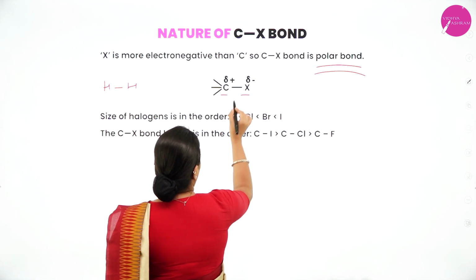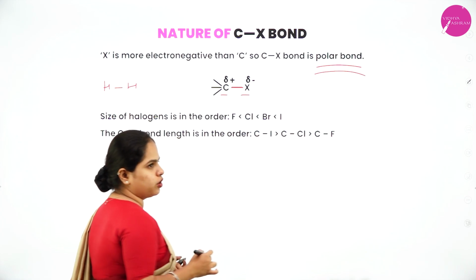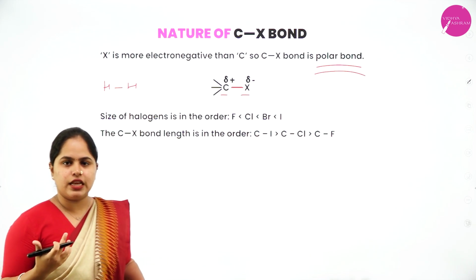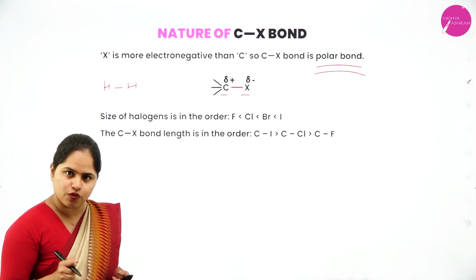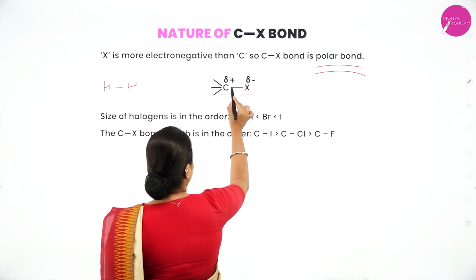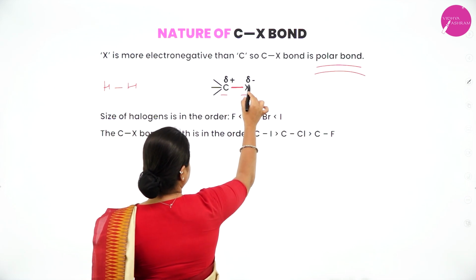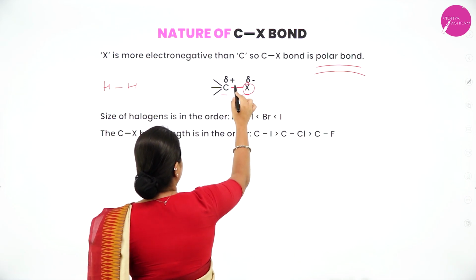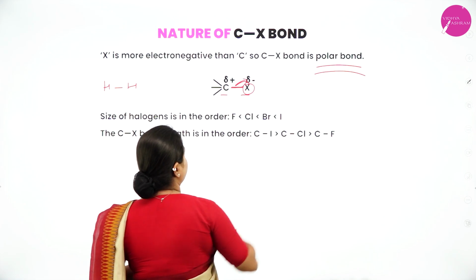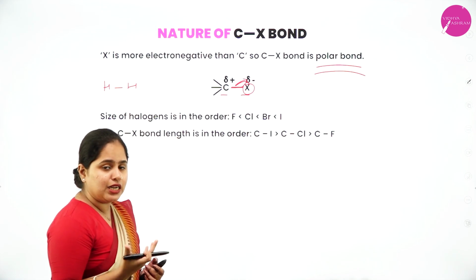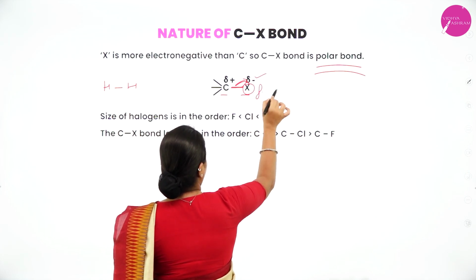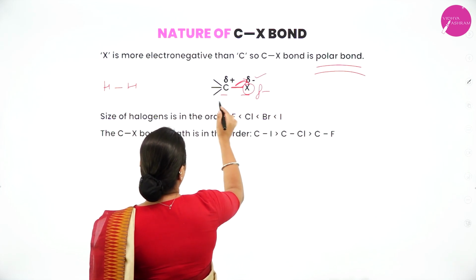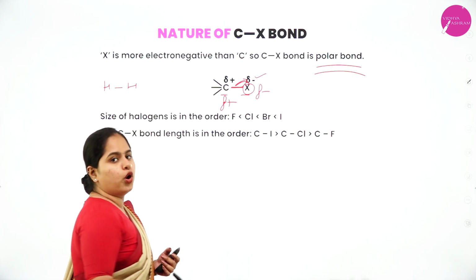Now, because of that, this shared pair of electrons, what is electronegativity? It is the tendency of an element to attract the shared pair of electrons towards itself. So, this shared pair of electrons you can see here, as the halogen is more electronegative, it will attract the shared pair of electrons towards itself and the halogen will get a partial negative charge. That is what is shown here. It will get a partial negative charge and the carbon atom will get a partial positive charge.